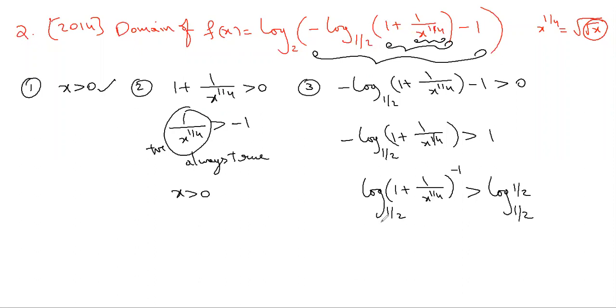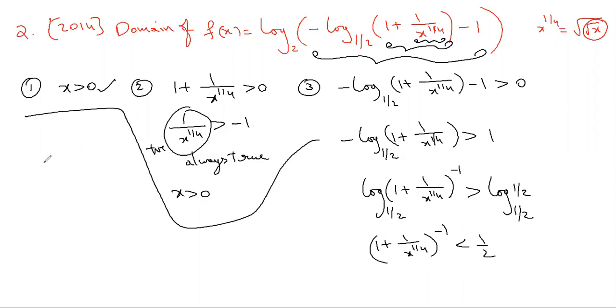We discussed this clearly in the regular class. If the base is less than 1, the inequality will be reversed. If the base is more than 1, the inequality remains the same when applying as well as removing the logarithm. So (1 plus 1 by x power 1 by 4) whole power minus 1 is less than 1 by 2. So some more simplification.